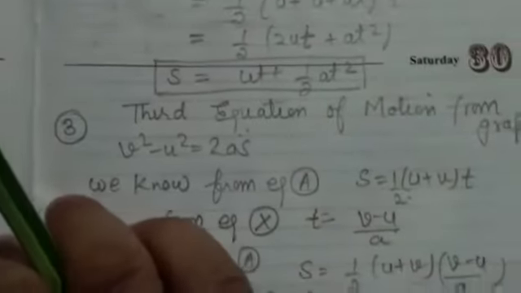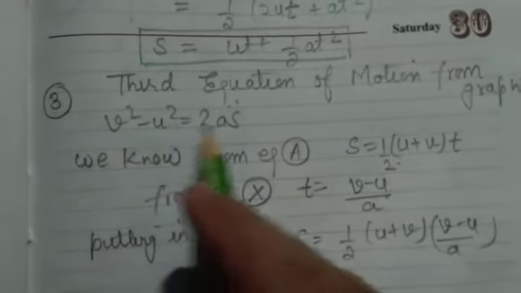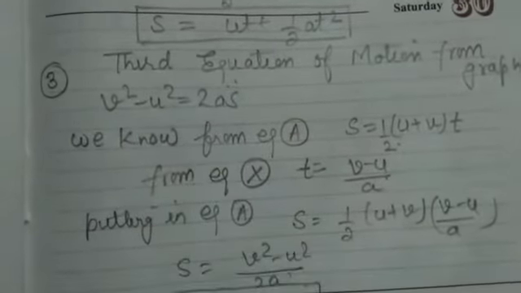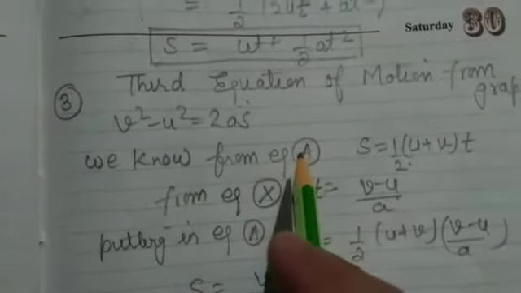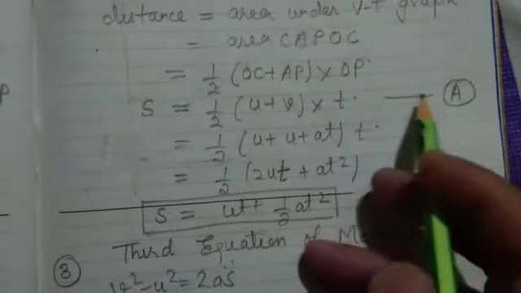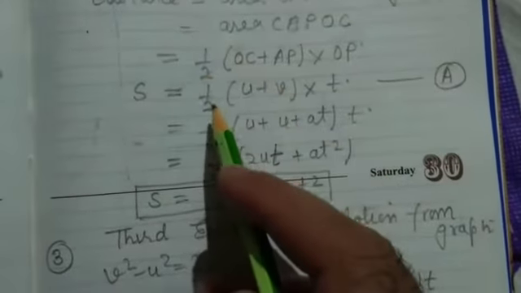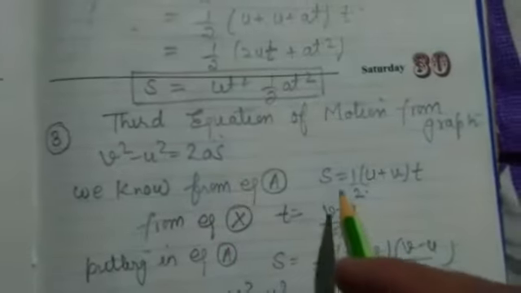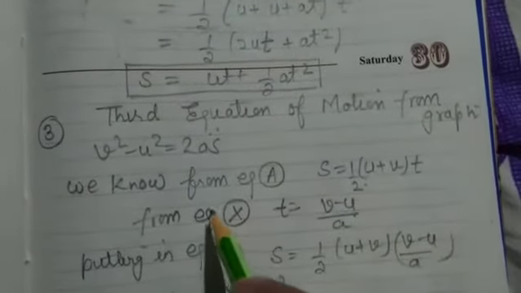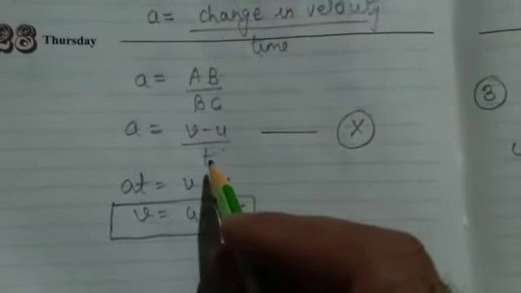Now we will look at the third equation of motion from graphical method. This is the third equation of motion. V square minus U square is equal to 2AS. We know from the equation A. Now I have made one equation, that is equation A. So till now we have done in the second equation part. So we are using this equation here. And I have made one equation X as well. The equation X is this: A is equal to V minus U over T.